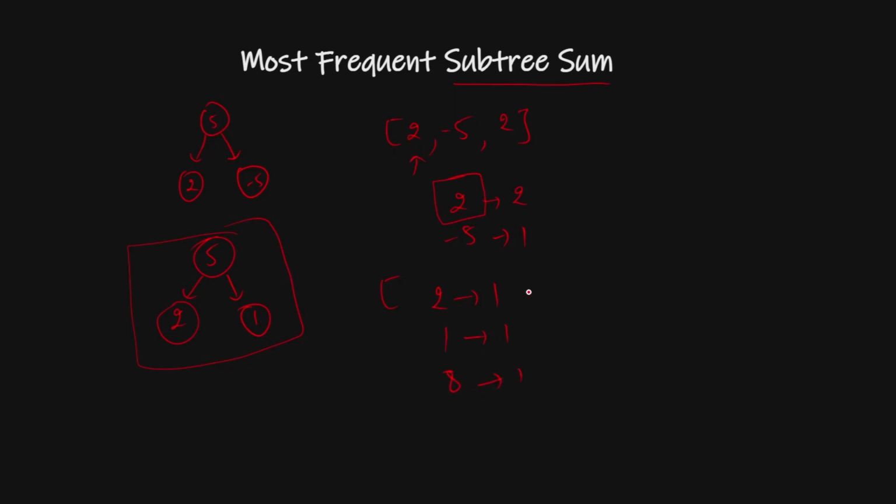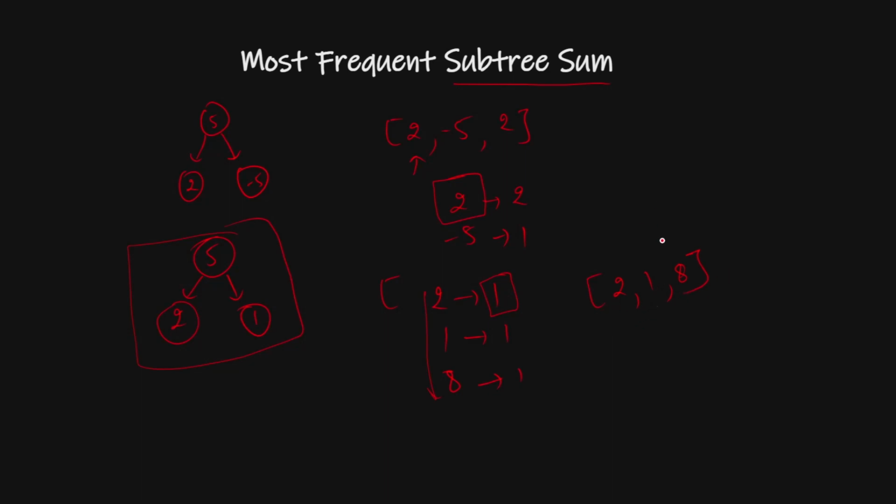So in this case, the most frequent count is 1. If I have many subtree sums which have the same frequency, in that case I will return every such sum. So in this case I will return 2, 1 and 8.